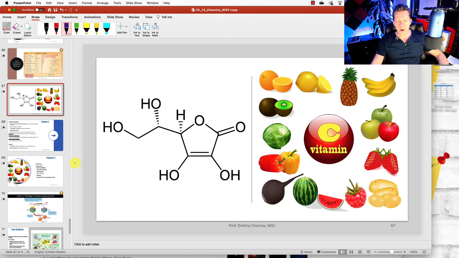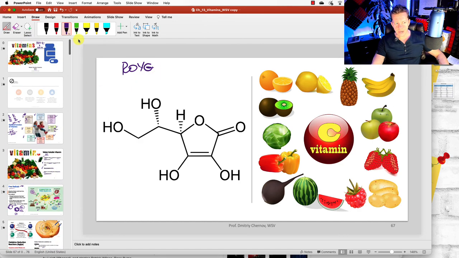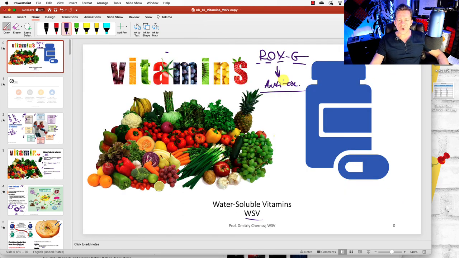So remember, I told you in the beginning, remember Roy G, right? So antioxidants, right? So let me show you these antioxidants again. Roy G, red, orange, yellow, green. All fruits and vegetables that have pigments red, orange, yellow, and green are good antioxidants, good detoxifiers, because they have to protect themselves when they grow. Nobody else will protect them. So when we eat them, they also protect us.